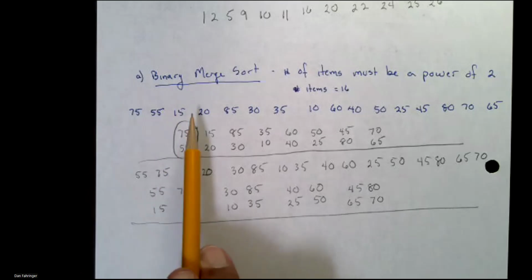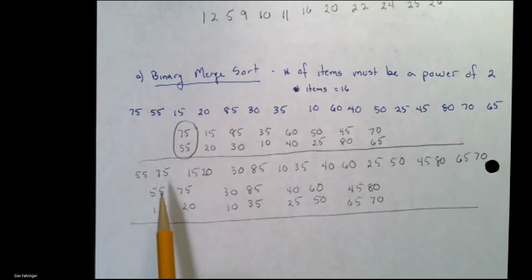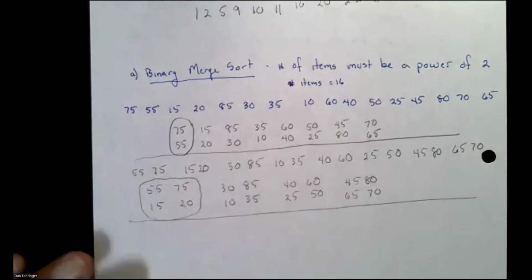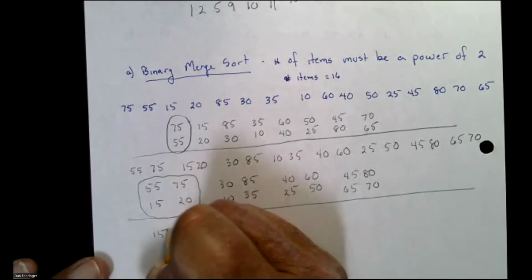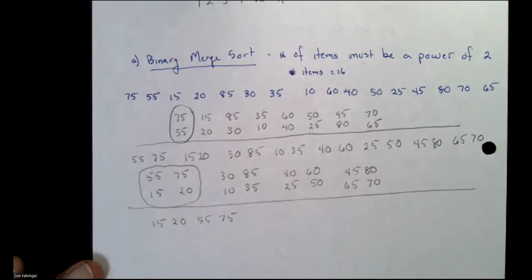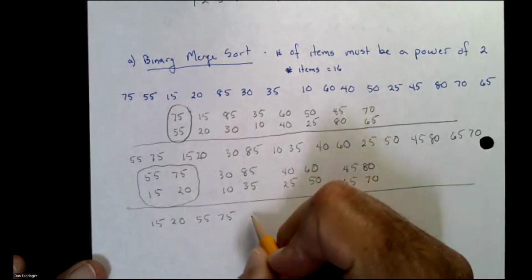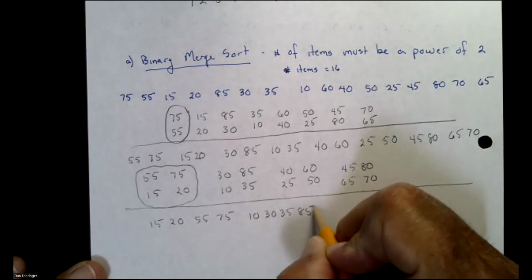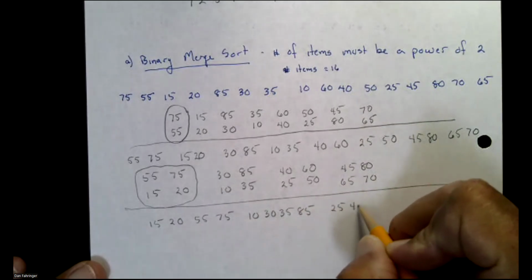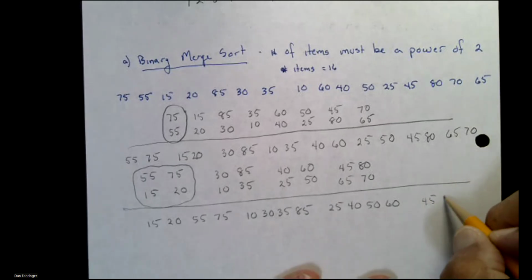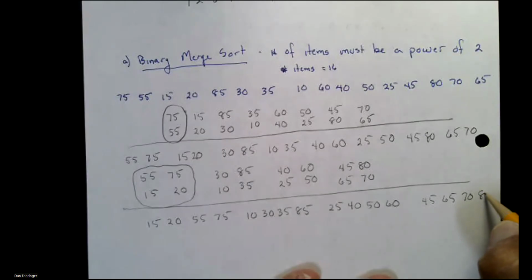Now, instead of going one by one as I filled them and then looked at groups of one, now I went two by two and filled them. And I'm going to look at groups of two. Boom. I'm going to merge them. 15, 20, 55, 75. 10, 30, 35, and 85. 25, 40, 50, 60. 45, 65, 70, and 80.